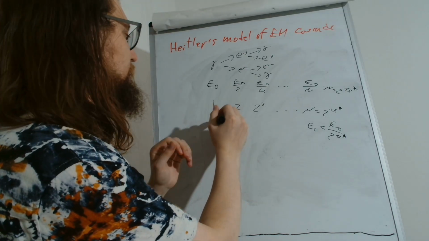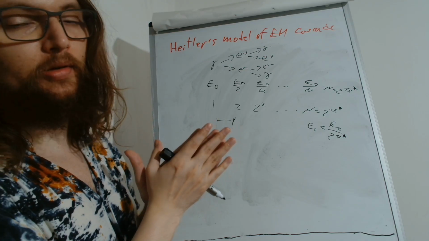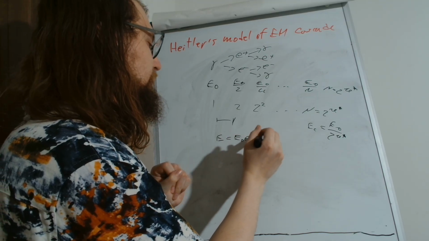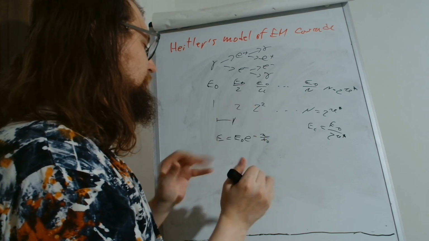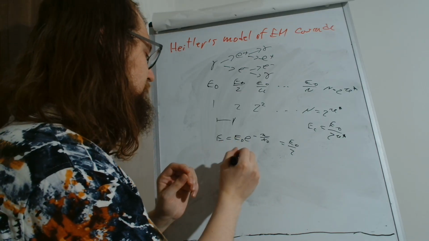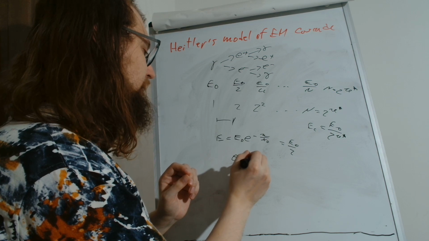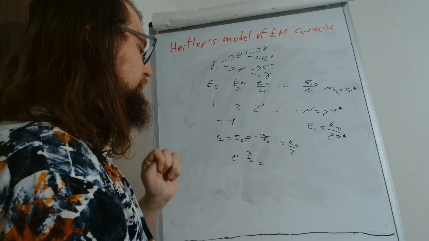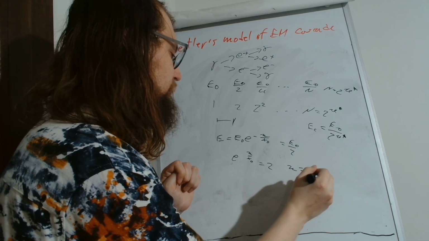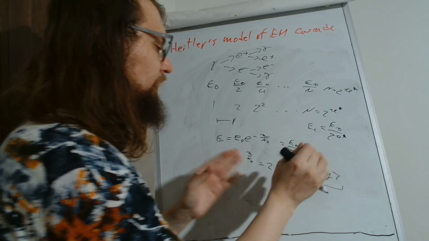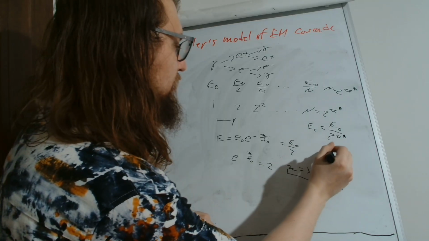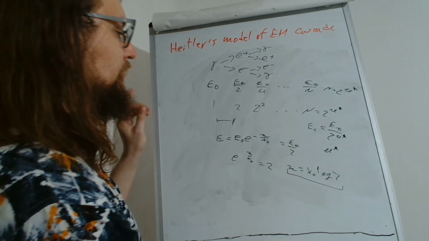To calculate the depth of one step, we must use the Bremsstrahlung formula. So E equals E0 times e to the minus x divided by x0. We want this to be equal to E0 over 2. So for one step, e to the minus x divided by x0 must be equal to 1 half. So e to the x divided by x0 must be equal to 2, and so x is equal to x0 times the logarithm of 2. This is the length of one step. Now, how many of these steps do we have? We have k star steps.